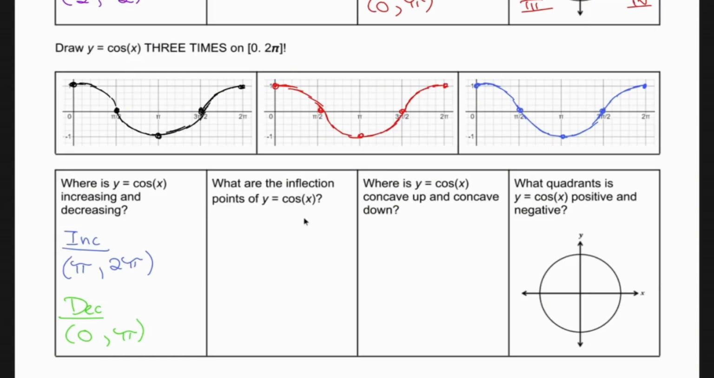On this interval, what are the inflection points? At pi over 2 and 3 pi over 2. We had 3 in the last one, 2 on this one. Okay? Where is cosine x concave up and where is it concave down? Well, it starts concave down, but then begins concave up at pi over 2, but not including pi over 2, and then stays concave up until 3 pi over 2, where it hits an inflection point again.